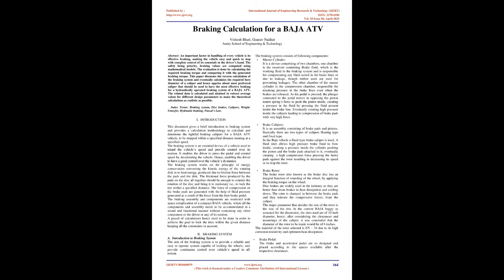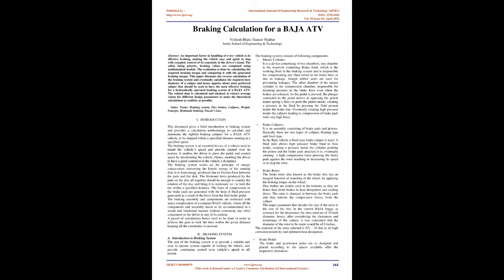This paper discusses the reverse calculation of the braking system and eventually calculates the required bore diameter of a caliper and hence apprises about the most preferred caliper that should be used to have the most effective braking for a hydraulically operated braking system of a BAJA ATV. The related data is calculated and attained to extract average values for different design parameters to make the theoretical calculations as realistic as possible. Index terms: braking system, disc brakes, calipers, weight transfer, hydraulic braking, Pascal's law.